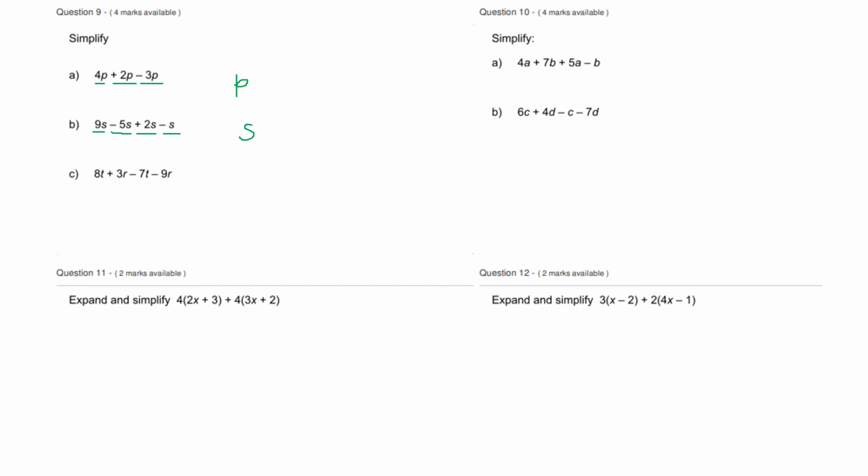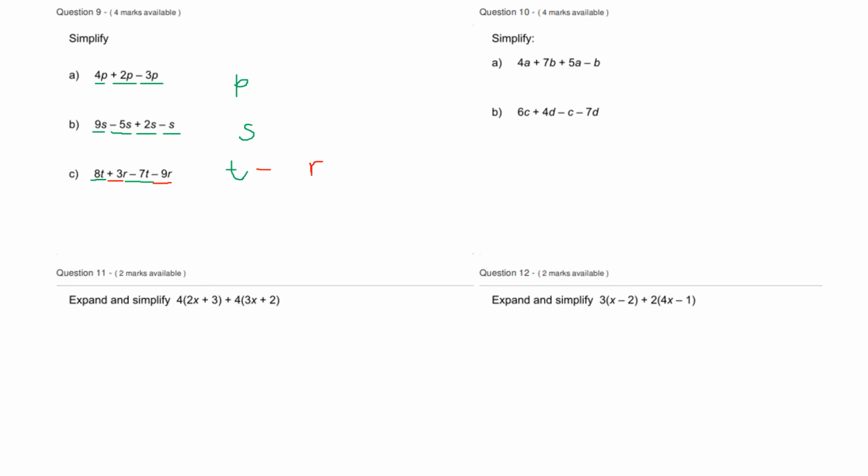on C, we've got 2 different terms here, so we're going to collect the t's. So we've got 80, take away 70, so write down how many t's you've got. And then we've got r's, so we're adding 3 r's, but we're taking away 9 r's, so it's going to be something t minus something r.